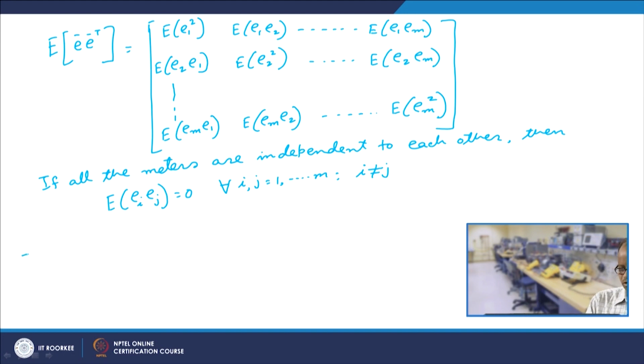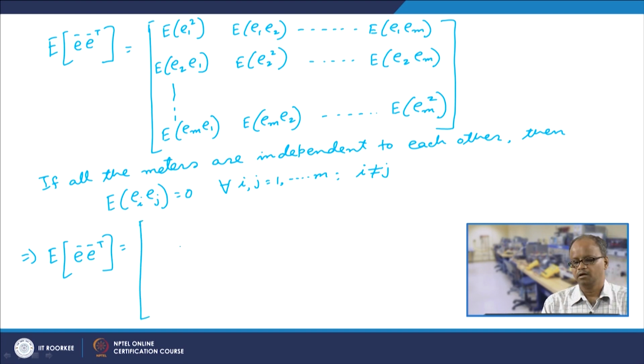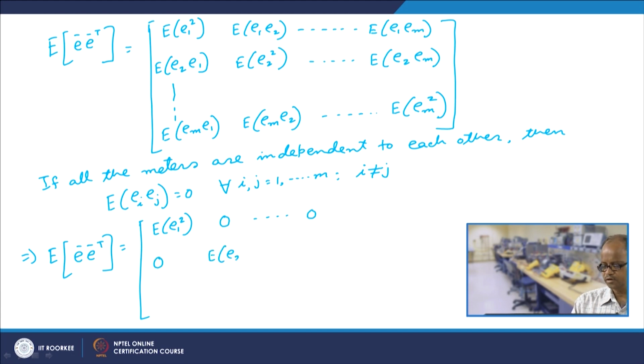So, therefore, the expected value of E E transpose would be essentially the expected value of E1 square, then 0, all are 0, then the expected value of E2 square, then all are 0, and this is the expected value of EM square. So, it would be a diagonal matrix.